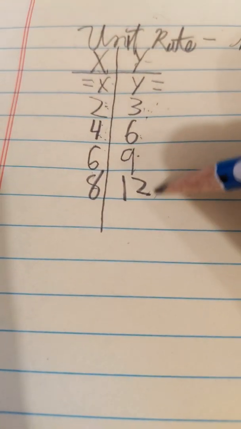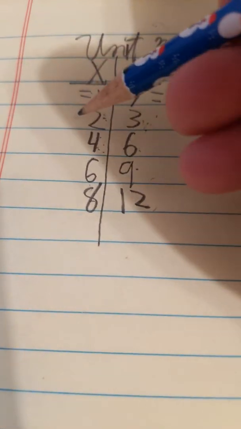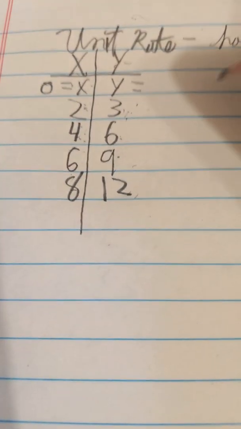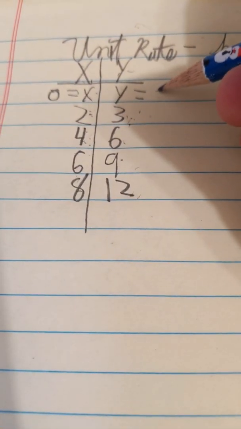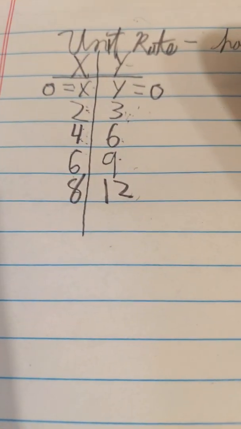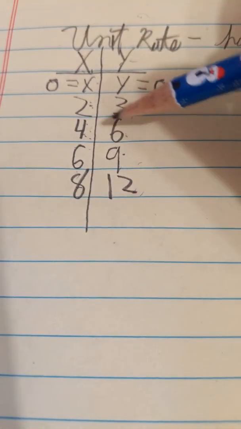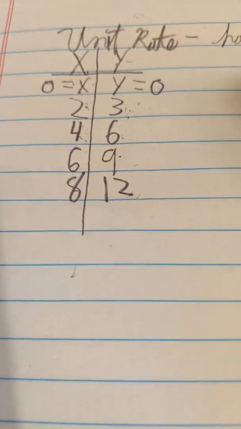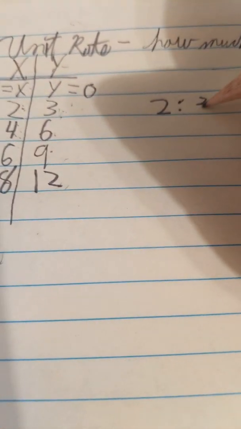If we know that this is the pattern, then we can guess that our very first x would be 0, and our very first y would be 0. So our unit rate here, how much it's going up by each time, is 2 to 3.